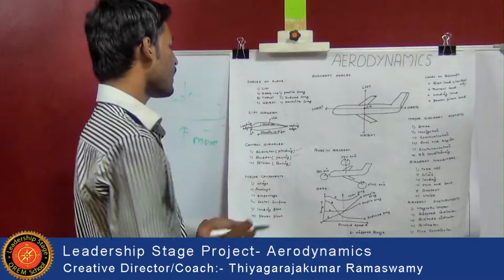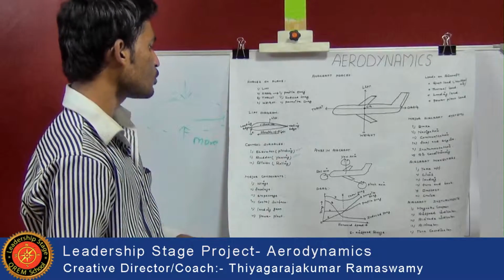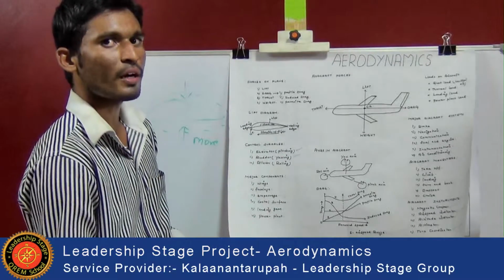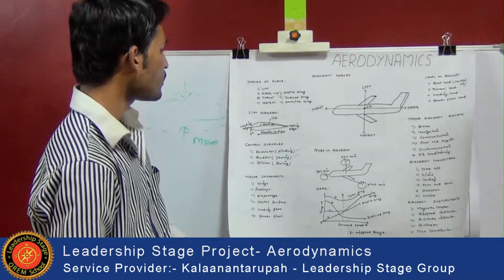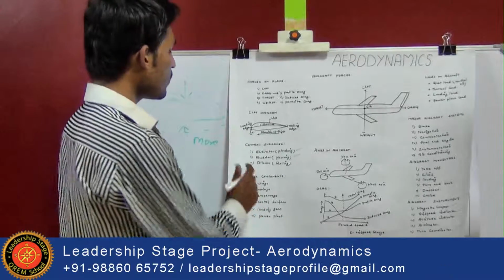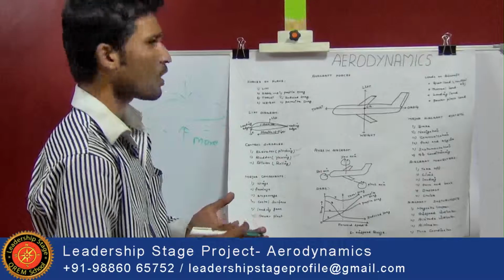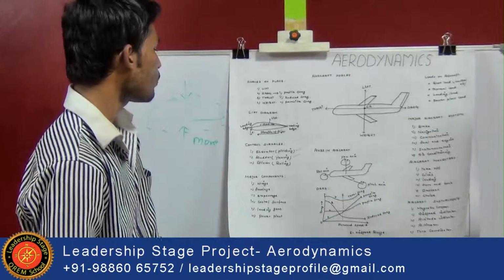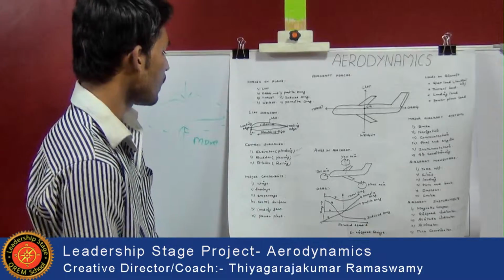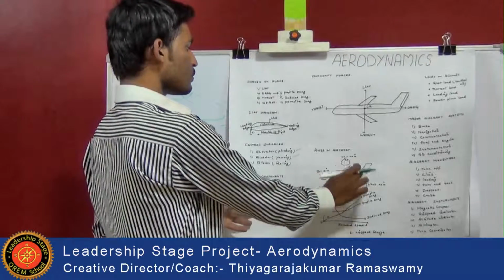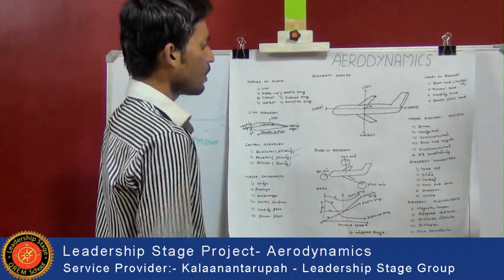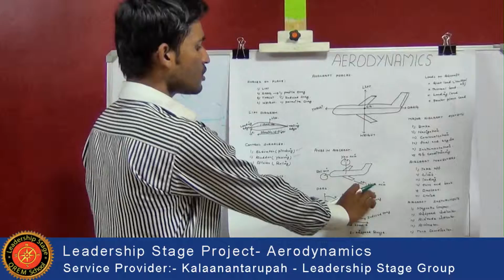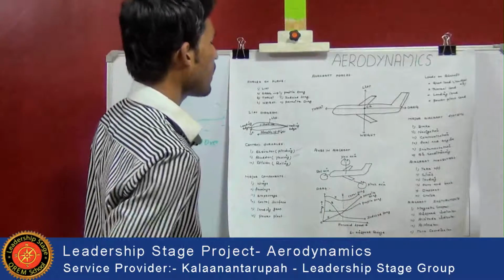And next one is the rudder. The rudder is used to control the nose of the airplane from left to right and right to left. It is fixed on the tail of the airplane. And next one is the aileron. The aileron is used to control the rolling motion of the aircraft. It is fixed on the wing. And next, this diagram shows the axes of an aircraft. This is the yawing movement, this is the pitching movement, and this is the rolling movement of the aircraft.